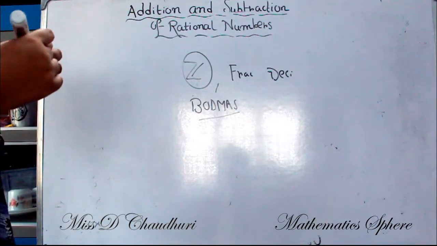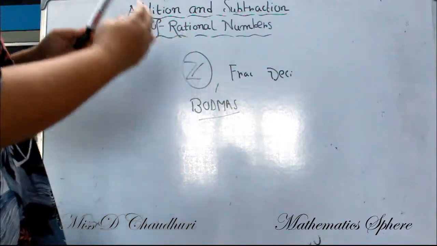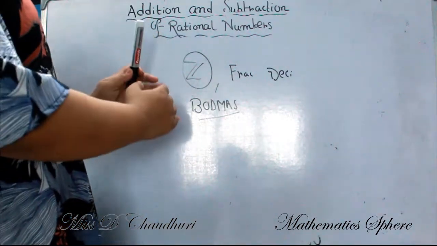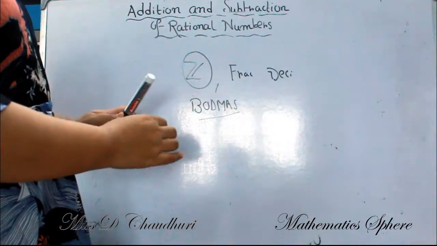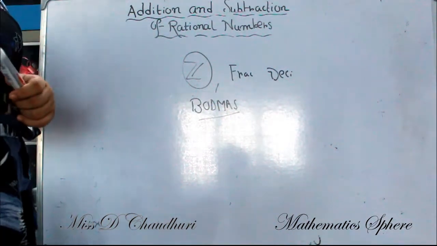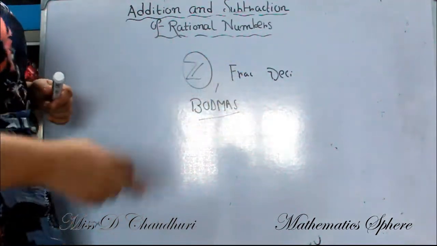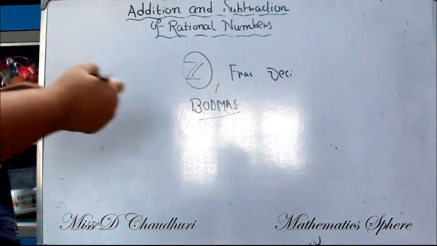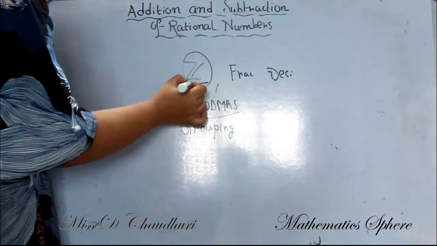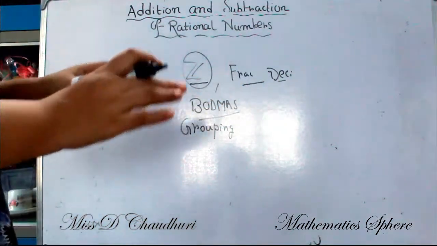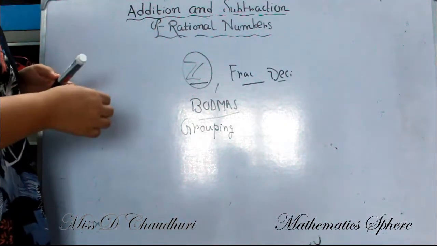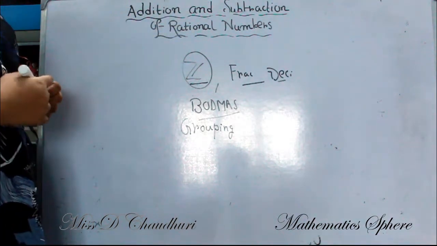If a bracket is given, and if simplification is also given, you first do the work of the first bracket, then the second bracket, and so on. Then division gets the first priority, and multiplication, addition and subtraction follow at the last. Then the grouping, everything we have done in integers, fractions and decimals. In fractions we have seen that we need to take the LCM. Everything we are going to do while adding or subtracting rational numbers.